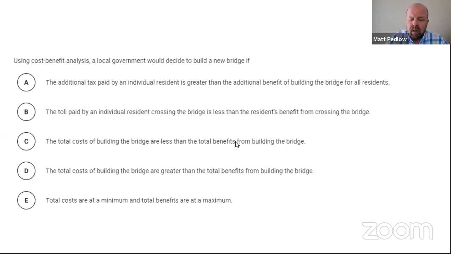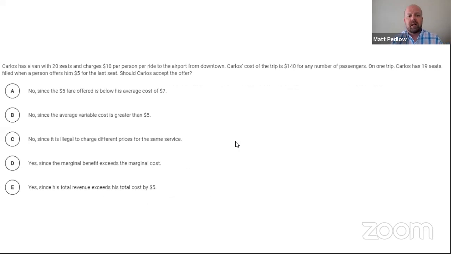So you're between C and E, but how do we know the costs are at a minimum and the benefits are at a maximum? You don't. What you do know is C. They would build a bridge if the costs are less than the total benefit from building the bridge. Okay. And then last but not least, I like this one.